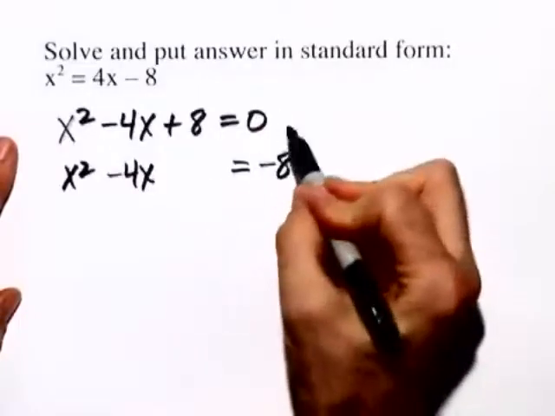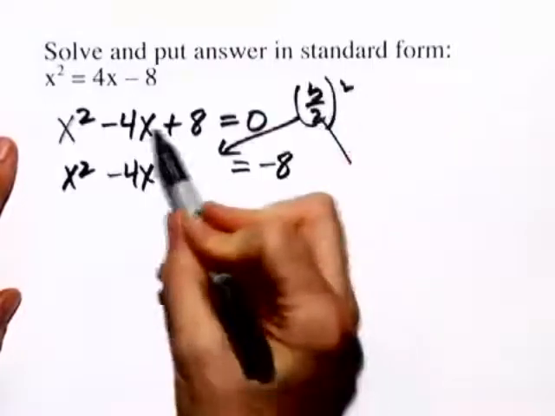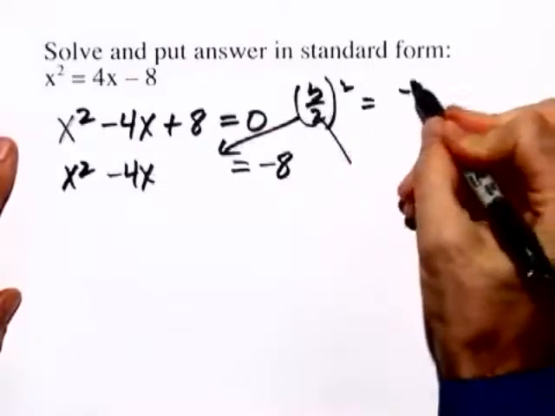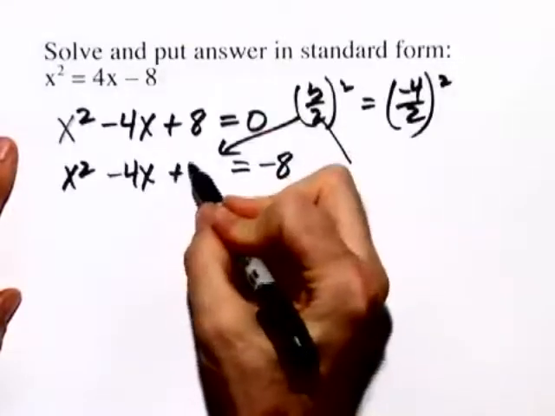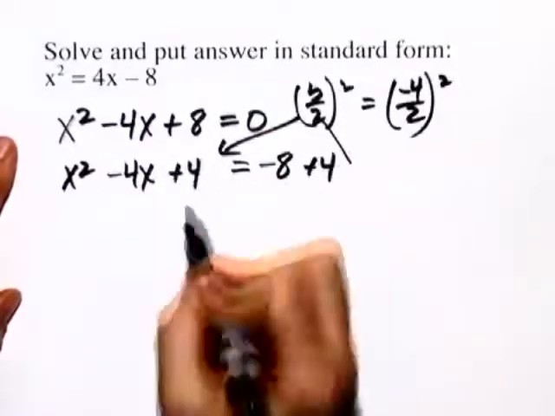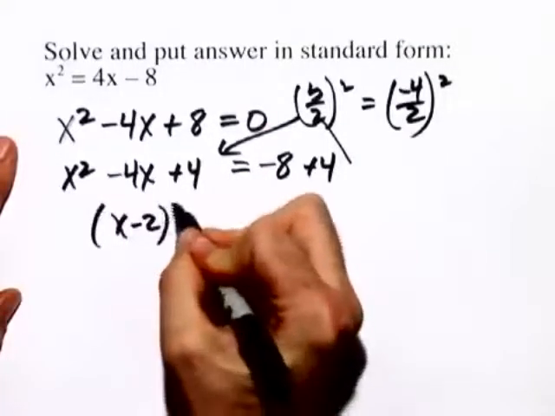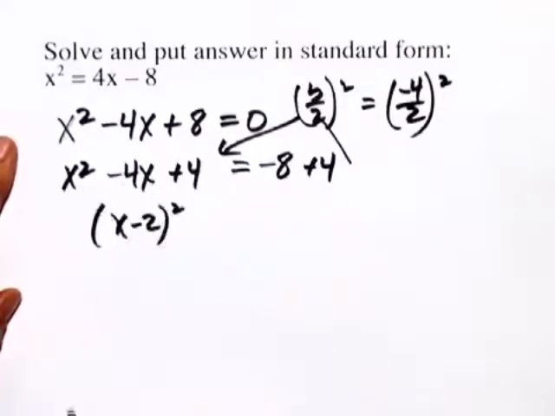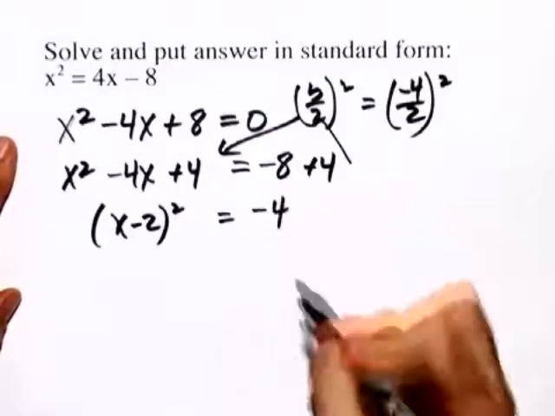Now, the correct number to put here is always (b over 2) squared. Since b in this case is negative 4, we have (negative 4 over 2) squared, which gives us 4. So if we add 4 to both sides, we will now have a perfect square on the left. The perfect square is (x minus 2) squared, because that is equal to this trinomial. So at this point we have (x minus 2) squared equals negative 4.